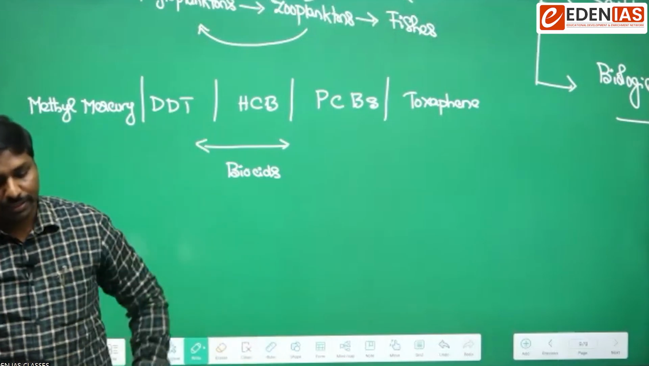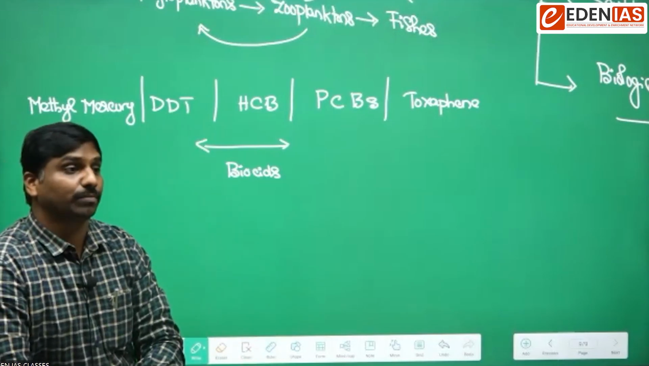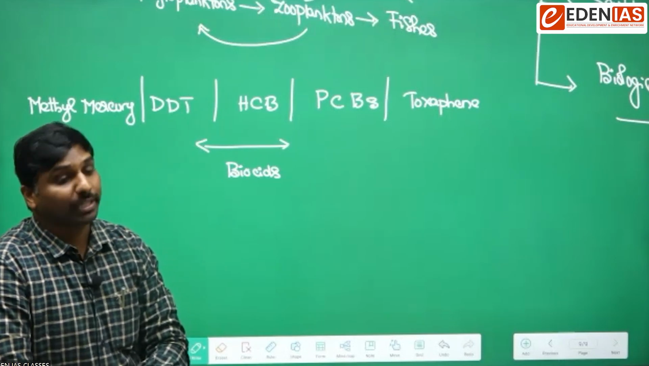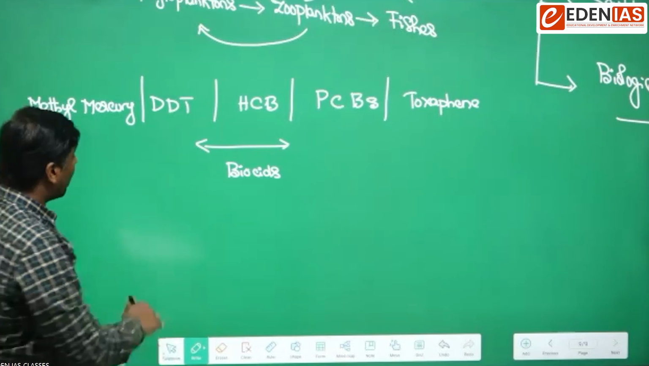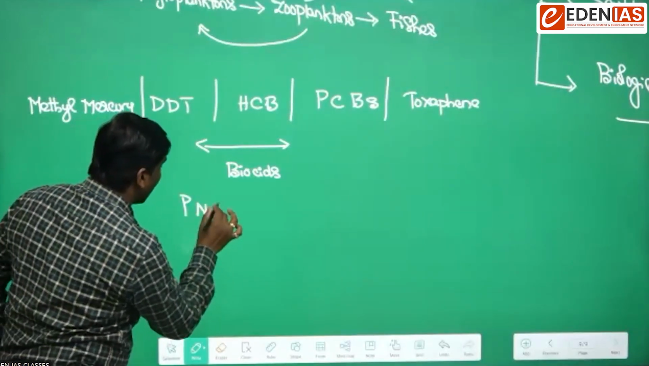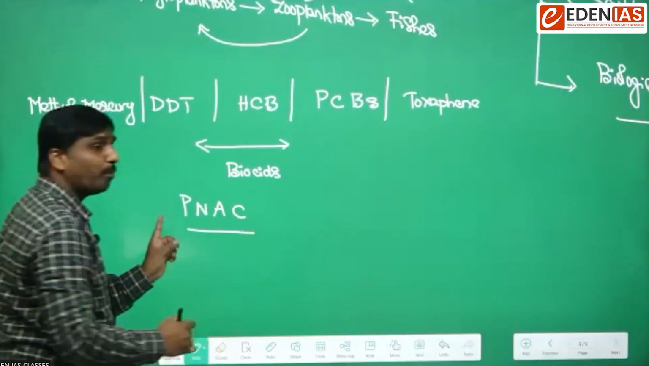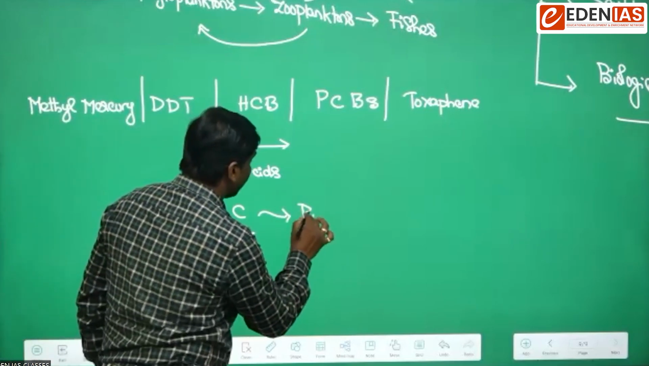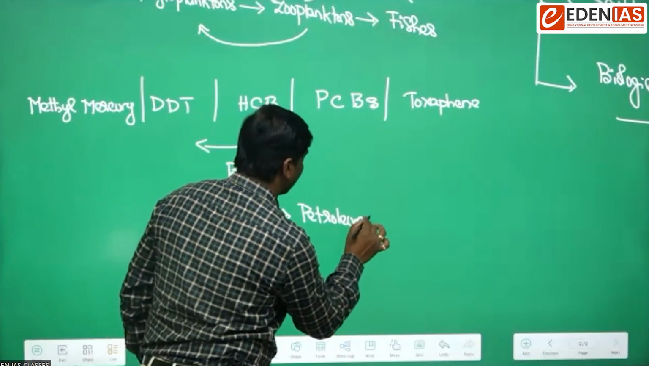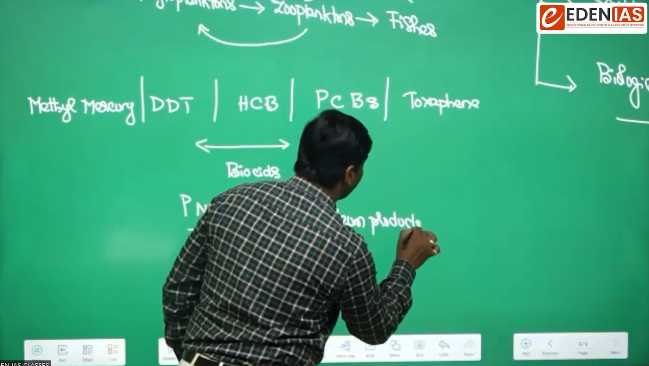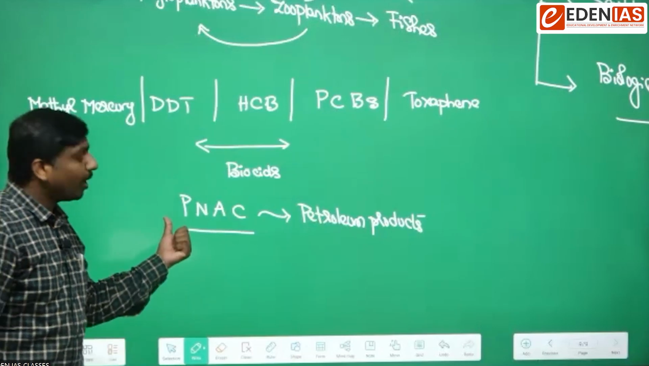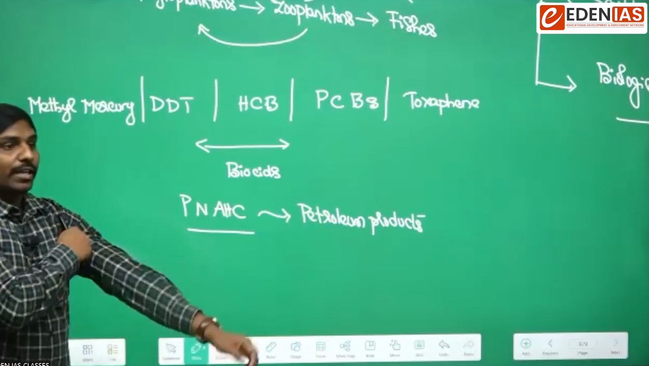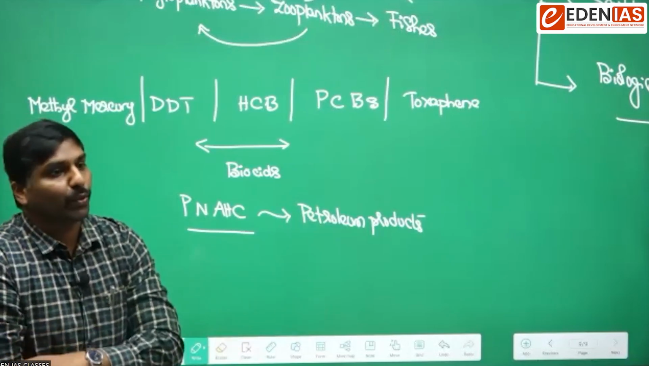Apart from this, there are some other chemicals that can be released from petroleum products, like polynuclear aromatic hydrocarbons, released from petroleum or petroleum products. They also have the ability to become biomagnified. You can abbreviate polynuclear aromatic hydrocarbons as PAHs. So they also have the ability to get biomagnified.